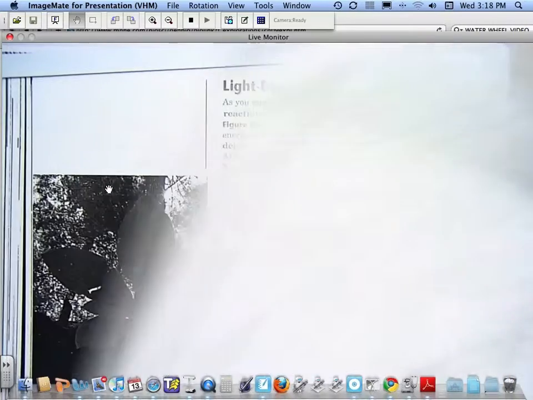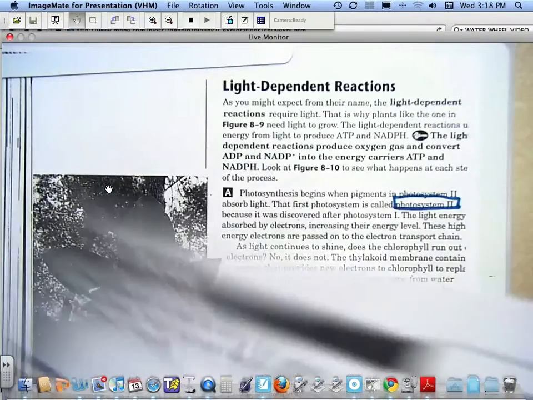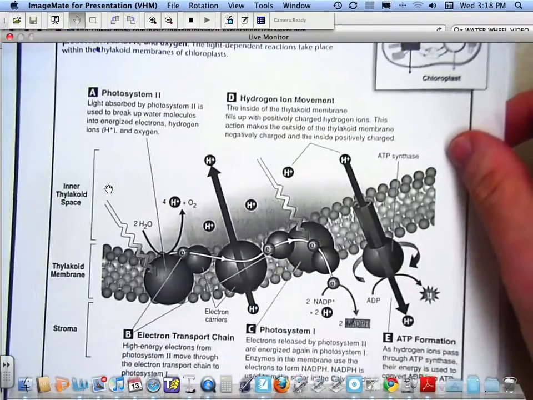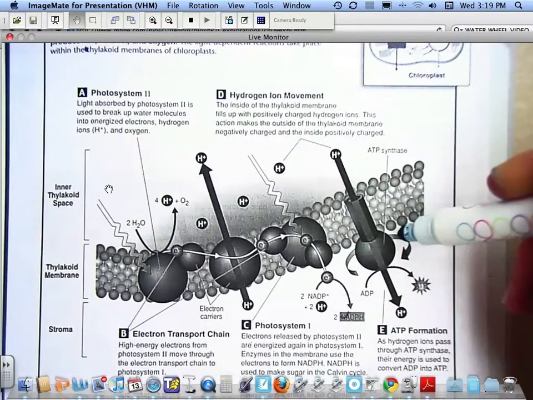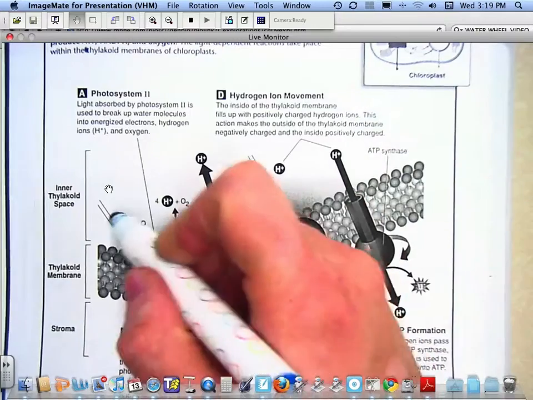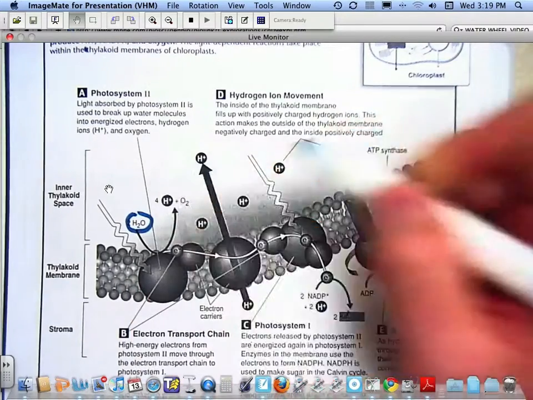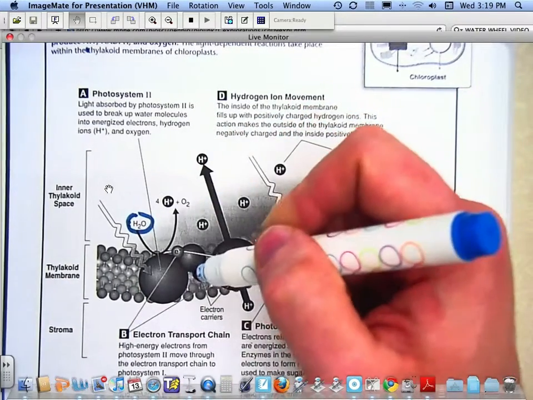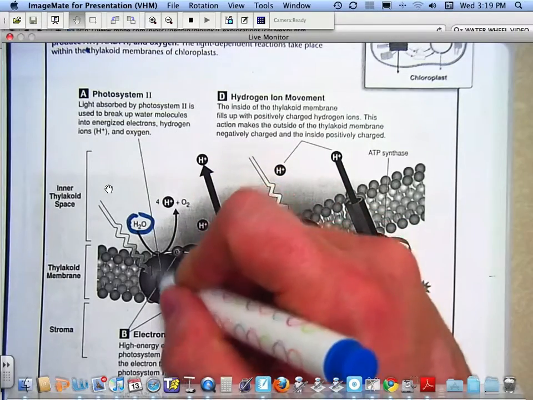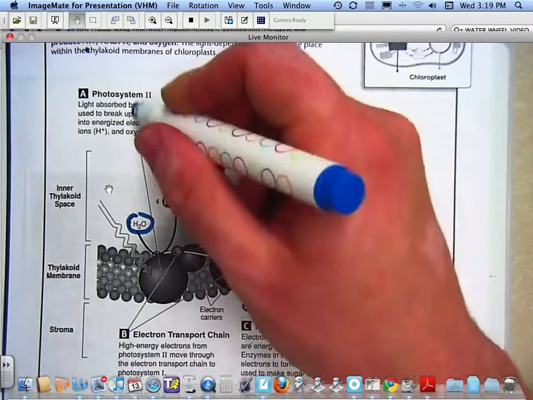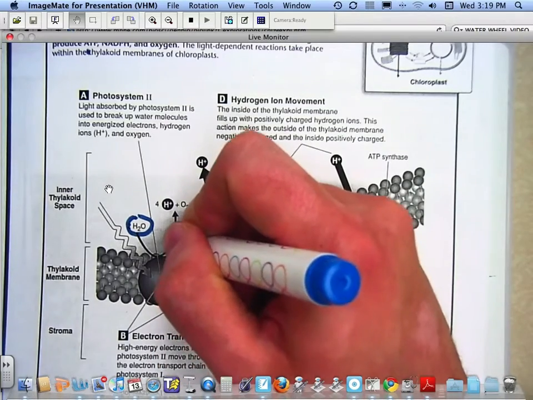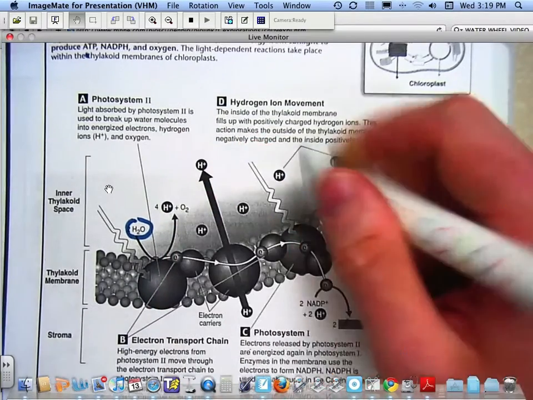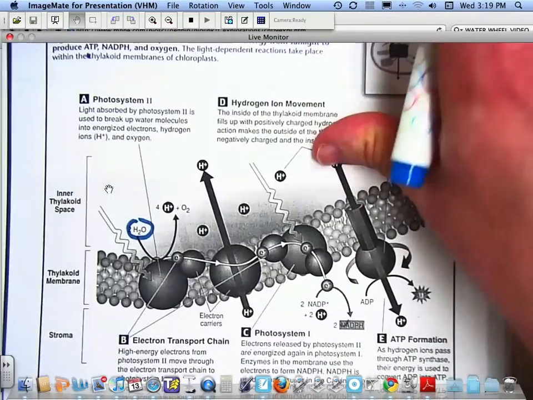So just like in our picture with the waterway, you need new water to make the water wheel turn. You need new electrons to make the electron transport chain work. The electrons come from water. Sunlight comes in, breaks the water apart, and gives new electrons to photosystem 2. Photosystem 2 uses light to move those electrons up in energy, and it moves on. Okay, let's continue on.